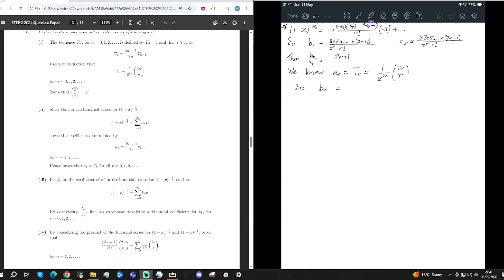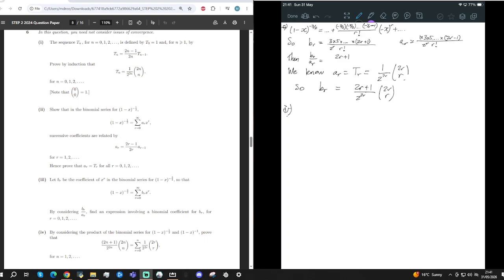So BR is 2R plus 1, lots of that. Let's make sure we put everything in the right places, 2R. Amazing. Part 4. Part 3 there was really quick. Part 4. Now part 4 looks really pleasing because the front part of part 4 is exactly this expression for BR that we've just worked out. So something real special is about to happen.